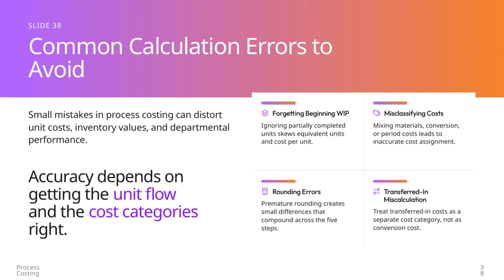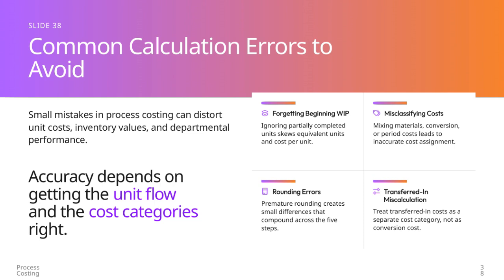Misclassifying costs is another big pitfall. Mixing up materials, conversion costs, or period costs results in inaccurate cost assignment and misrepresents departmental performance. Rounding too early in the process can create small discrepancies that might seem negligible but actually accumulate through the 5 steps, leading to bigger errors by the end. And finally, transferred-in costs need to be treated as a separate category. Lumping them in with conversion costs leads to cost distortions.